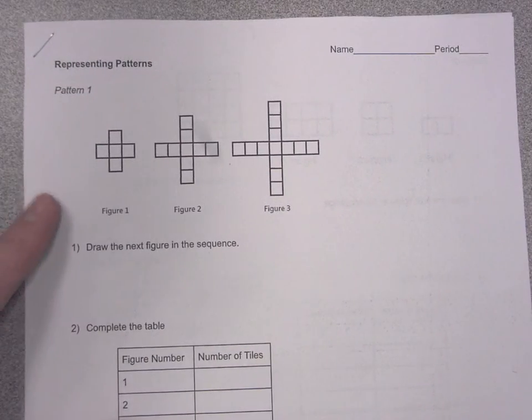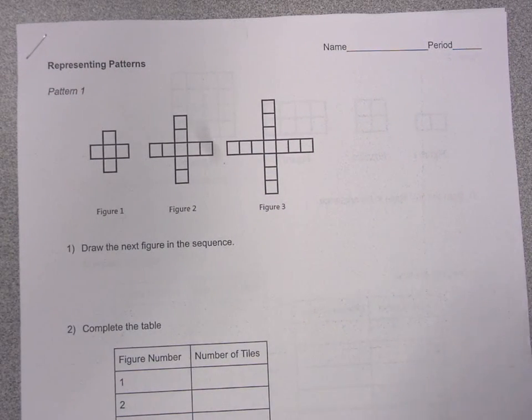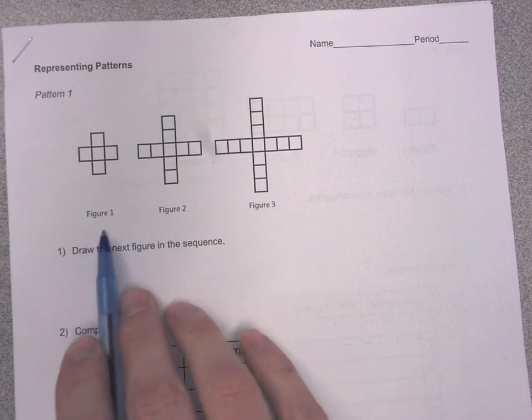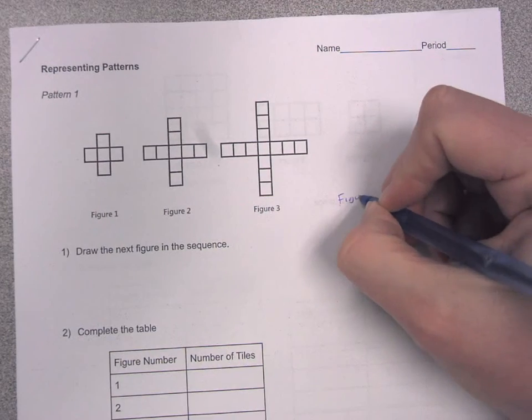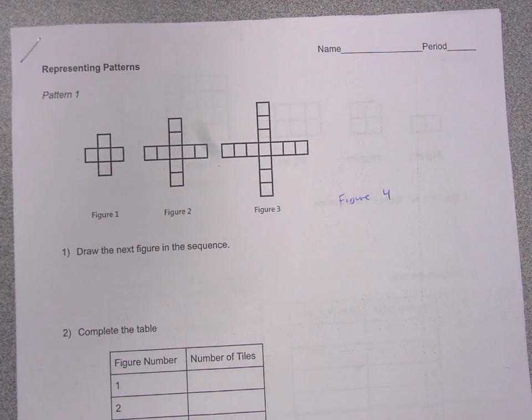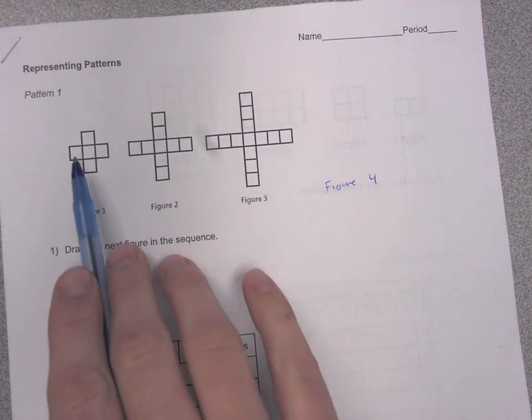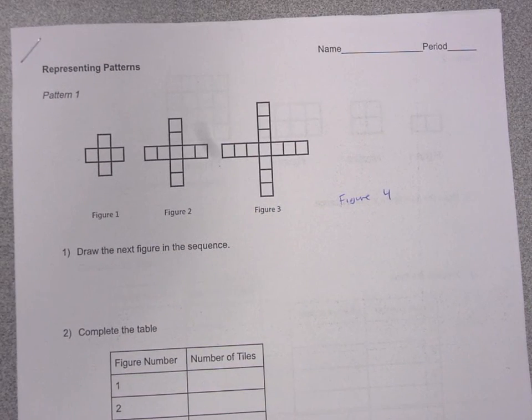Okay, first off, we want to draw the next figure. So we have figure 1, figure 2, figure 3. The next figure will be called figure 4, and we want to see what that's going to look like. So we need to figure out the pattern. Well, we got a cross every single time, right? But it looks like the cross is getting longer and taller.